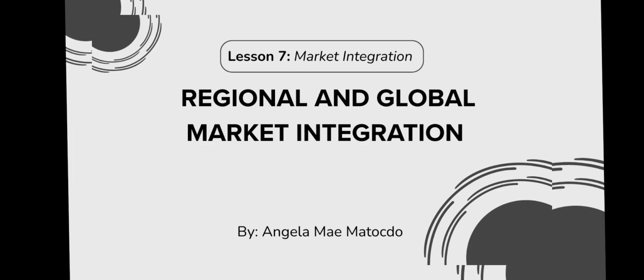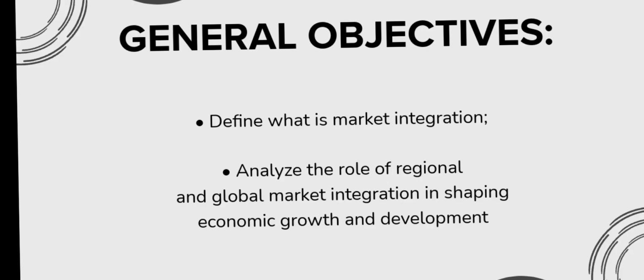So we come now to Lesson 7 in Contemporary World, which is about market integration. Now we will talk about Lesson 7.1, regional and global market integration. As we dig into this topic, we have our general objectives. First is to define what market integration is, of course, and to analyze the role of regional and global market integration in shaping economic growth and development.